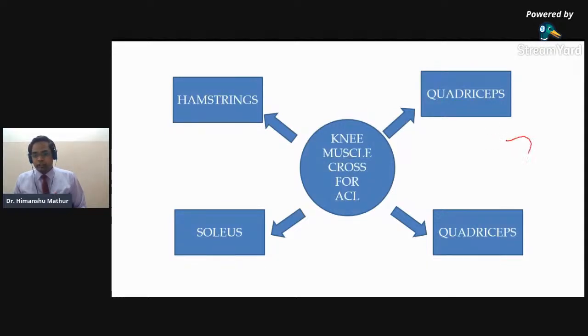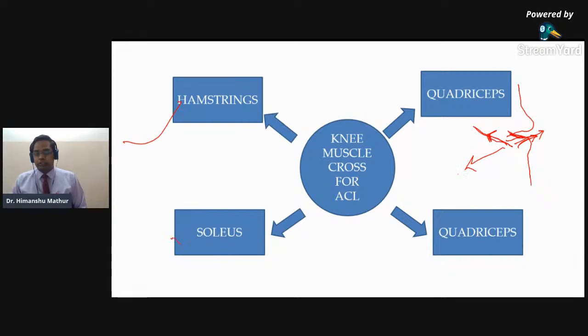Suppose this is your tibia. I'm looking laterally into it, and this is your femur. Now this is the anterior translation which is being restricted by your ACL. Which other structures would help to restrict this anterior motion? The structures lying on the posterior aspect, or having a posterior pull on the tibia, that would be your hamstring. Hamstring is one muscle that lies on the posterior aspect of the tibia and pulls the tibia back.